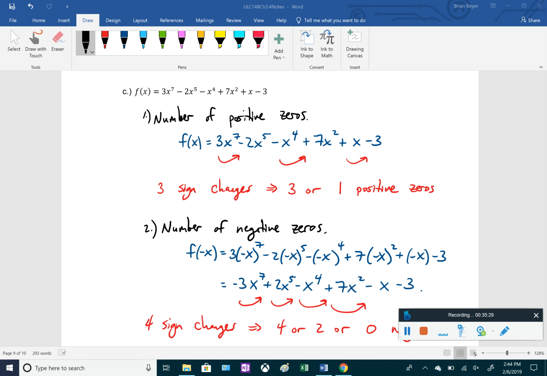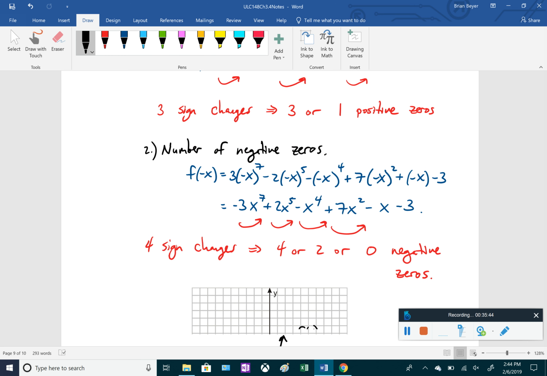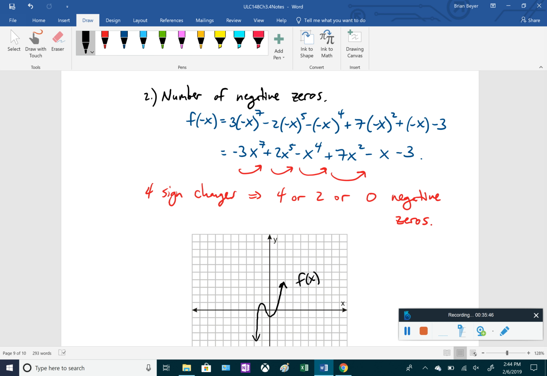And here are the results from that. For the number of positive zeros, we see that there are 3 sign changes. So that means there are 3 or 1 positive zeros. Keep on subtracting 2: 3 minus 2 is 1. So 3 or 1 positive x-intercepts. For the number of negative zeros, plugging in f of negative x and evaluating it, we see that there are 4 sign changes. So 4, minus 2, minus another 2, that's 4, 2, or 0 negative x-intercepts.